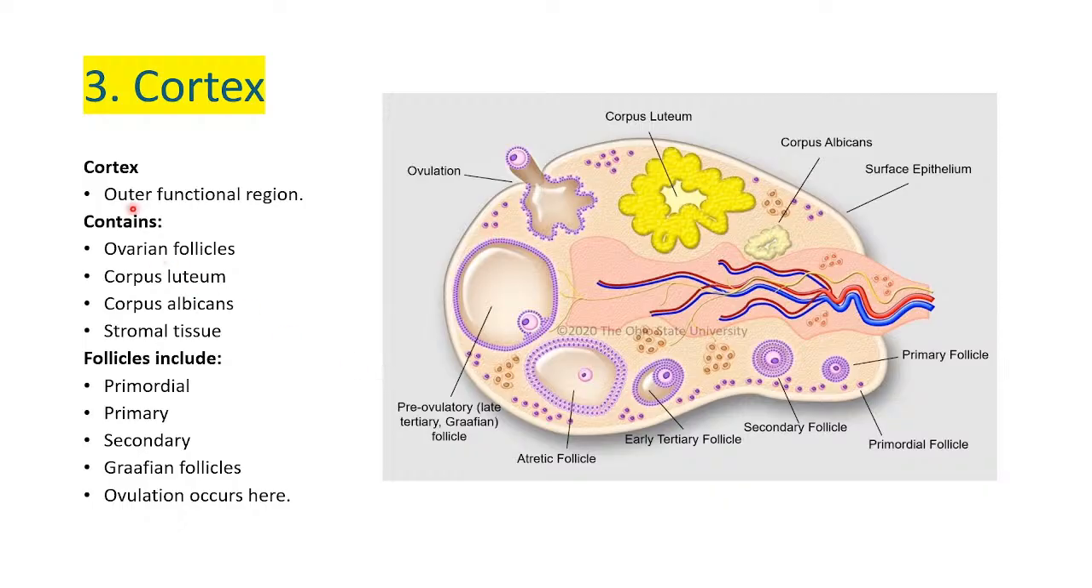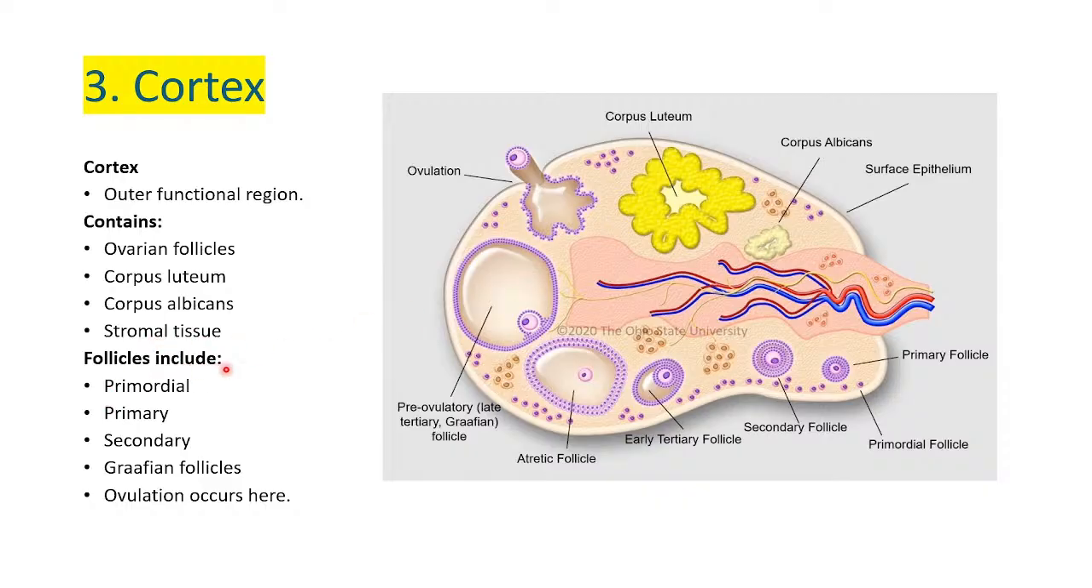The cortex is the outer functional region and contains the ovarian follicles. You can see these are the ovarian follicles that we have there. Then the corpus luteum, you can see the corpus luteum there. It also contains the corpus albicans, which is the degenerated corpus luteum. We are going to talk about that when we talk about the ovarian cycle. And then it also contains the stromal tissue.